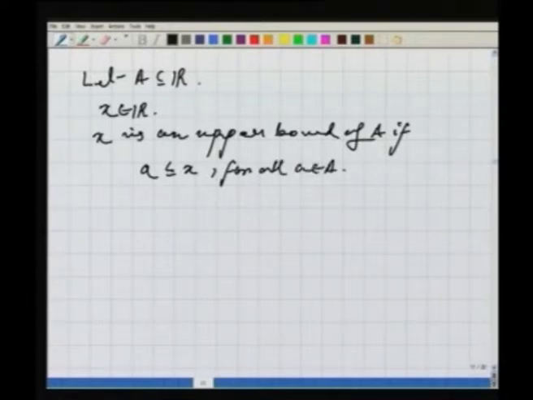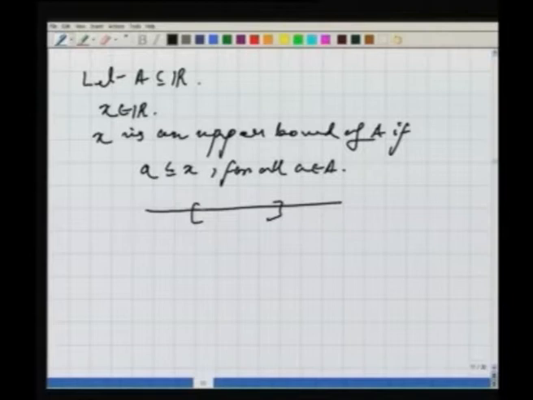If you look at the picture, that means if I represent real numbers on a line, let us say A is a certain collection of points here, then x actually has to be here onwards. It can be this endpoint, but any x after this endpoint will work as an upper bound. Pictorially, it means just this.